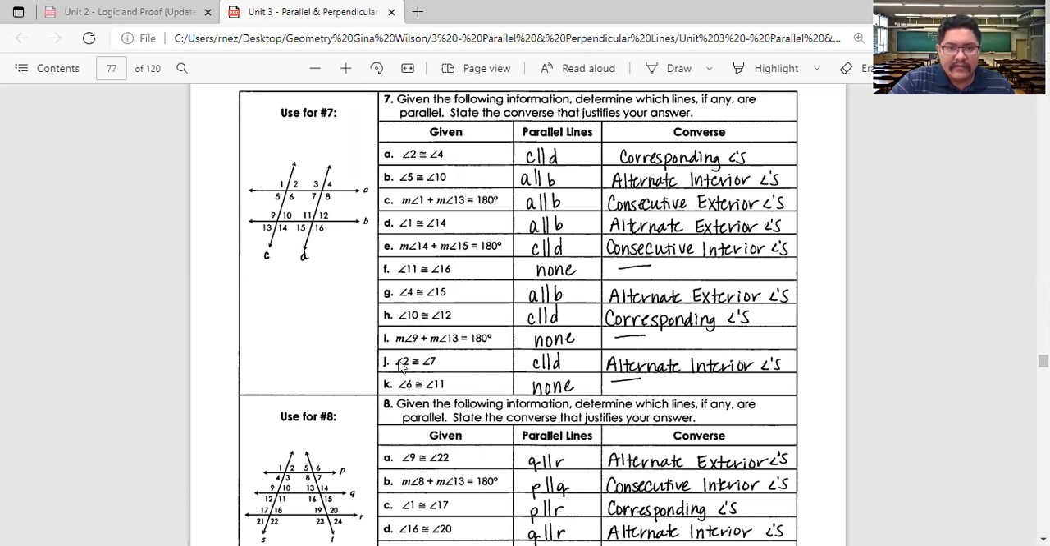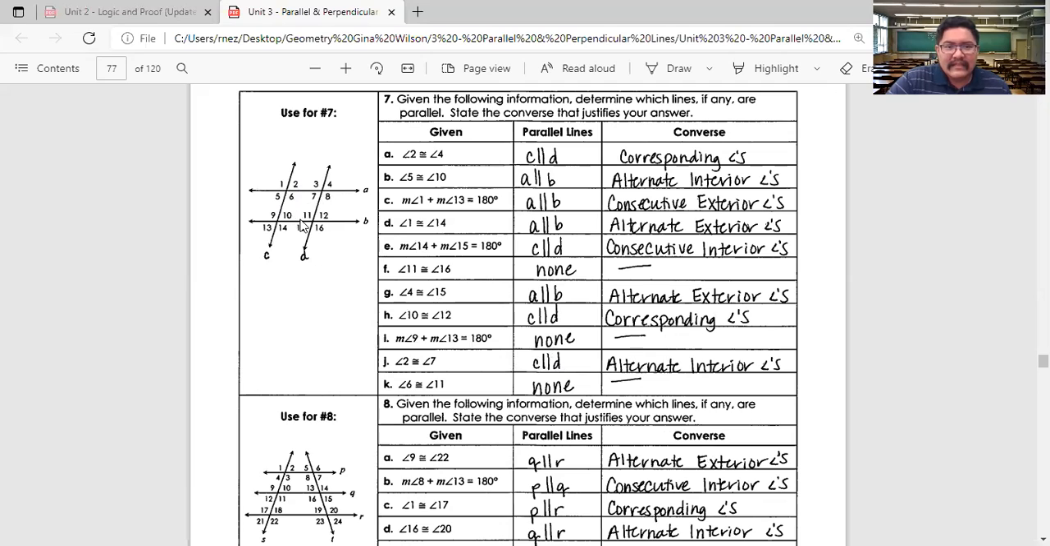All right, so let's go over here. 2 and 7. So 2 here, 7 there. They both lie along A. One lies along C, the other lies along line D. So that is proving that C and D are parallel. And they're on opposite sides, and they're on the inside of the parallels. So that makes them alternate interior angles.